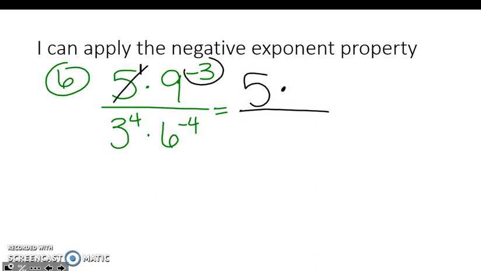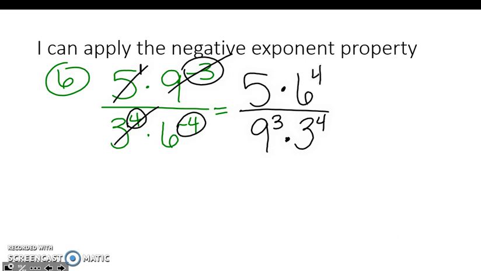9 to the negative 3rd is a negative, so I need to make it positive by moving it to the bottom. 3 to the 4th is a positive exponent, so I don't need to do anything to that. I'm going to leave it on the bottom where it's at. And then 6 to the negative 4th, I got to make that a positive by moving it to the top. So that this is my final answer.